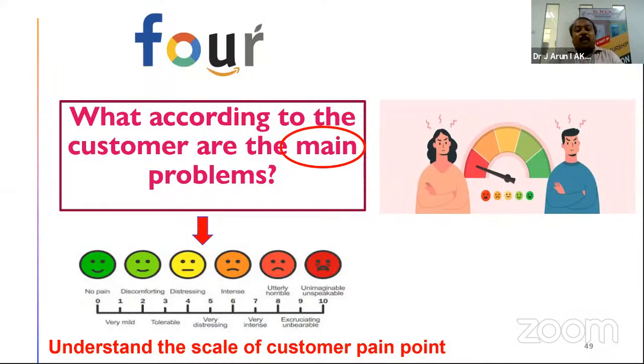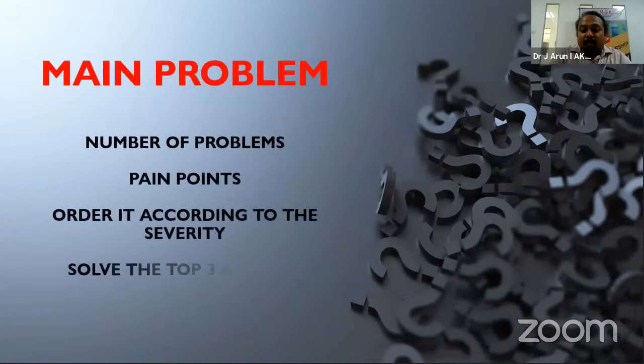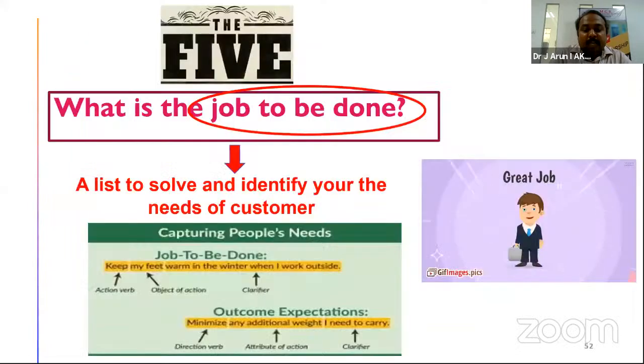So the fourth one is, according to the customers, what is the main problem? Okay, a list of problems. I'll give you one example so that you can understand. I think it's not the time right now, so we'll skip to number 5.